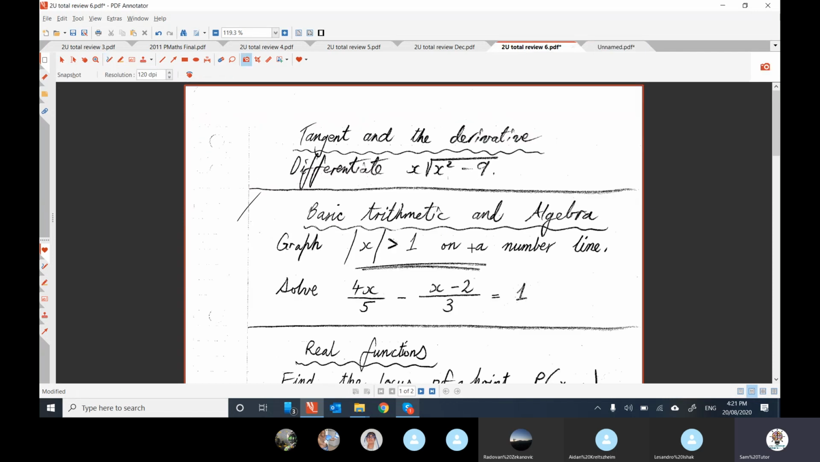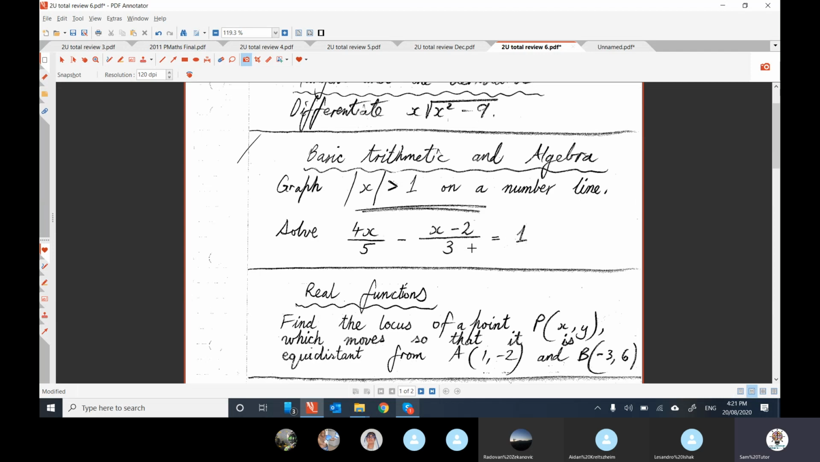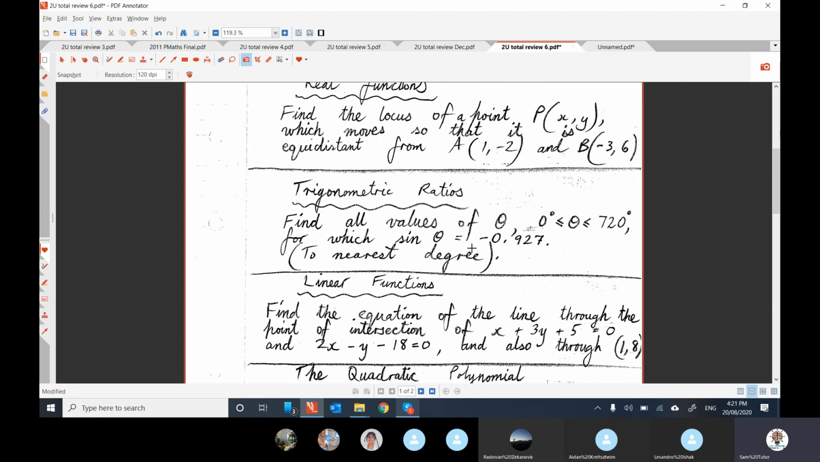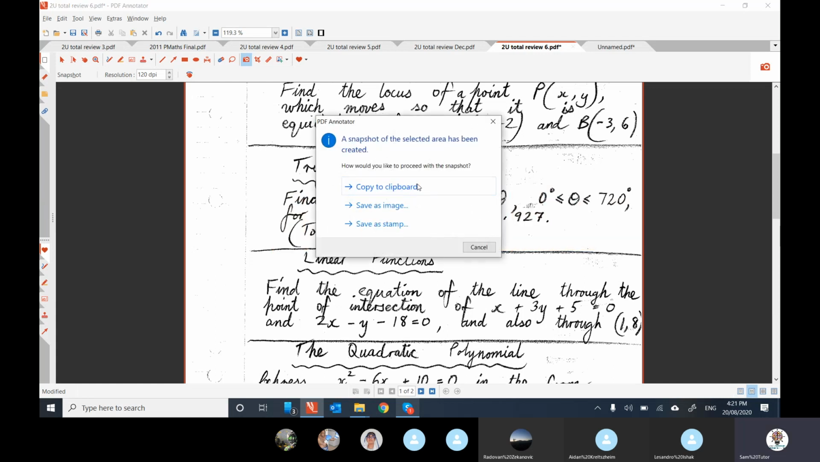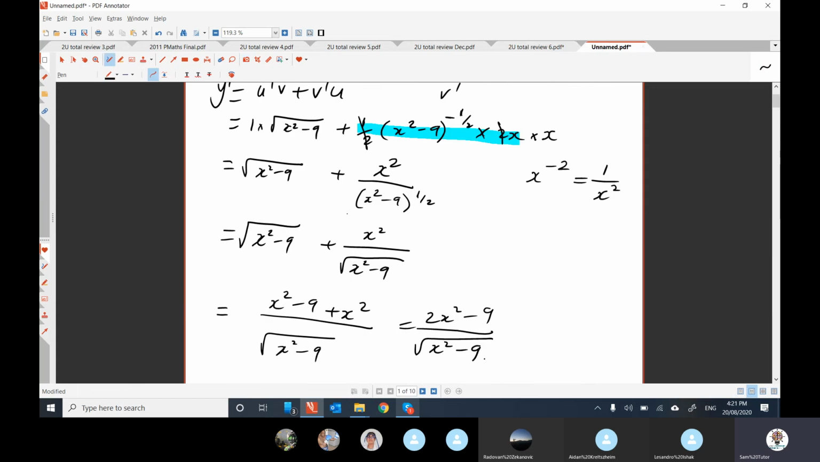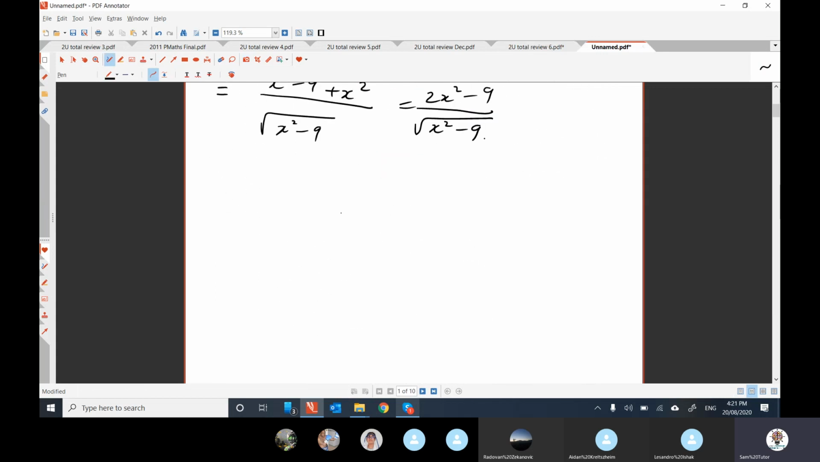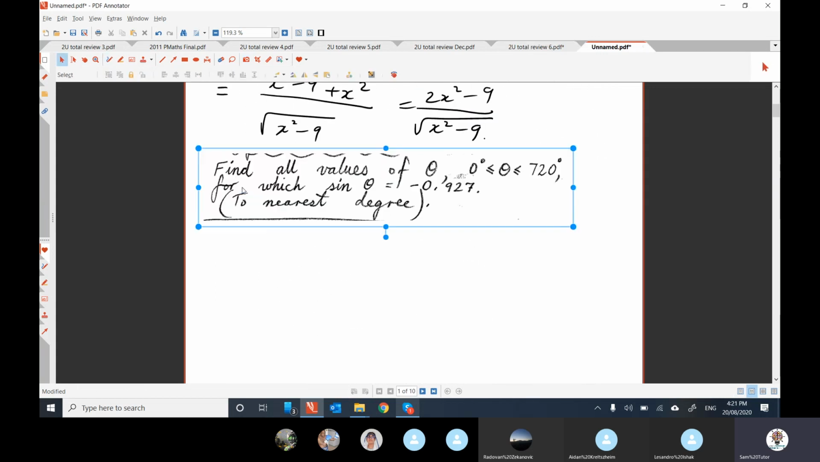Next one. Let's do a trig ratio one. Let's see how we do with this one. Copy to clipboard, go back. Please stop me if we have questions, if I'm going too fast.